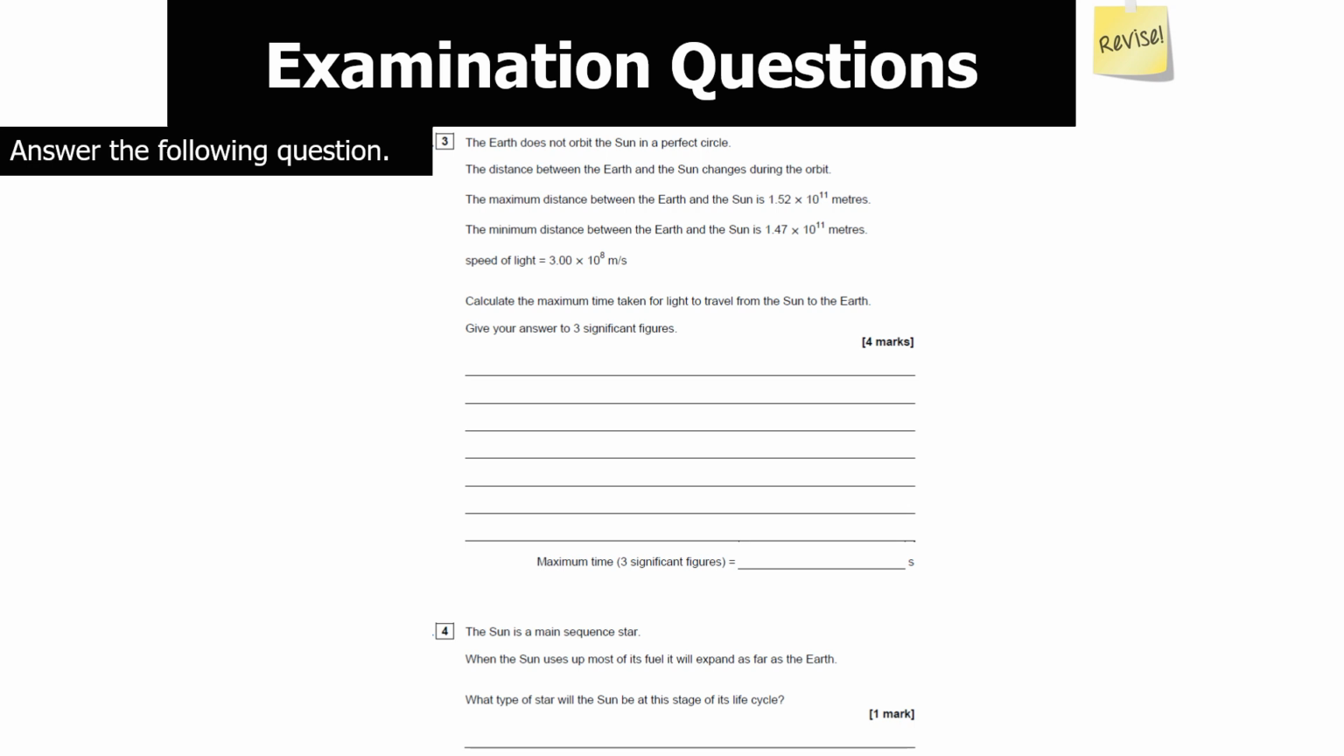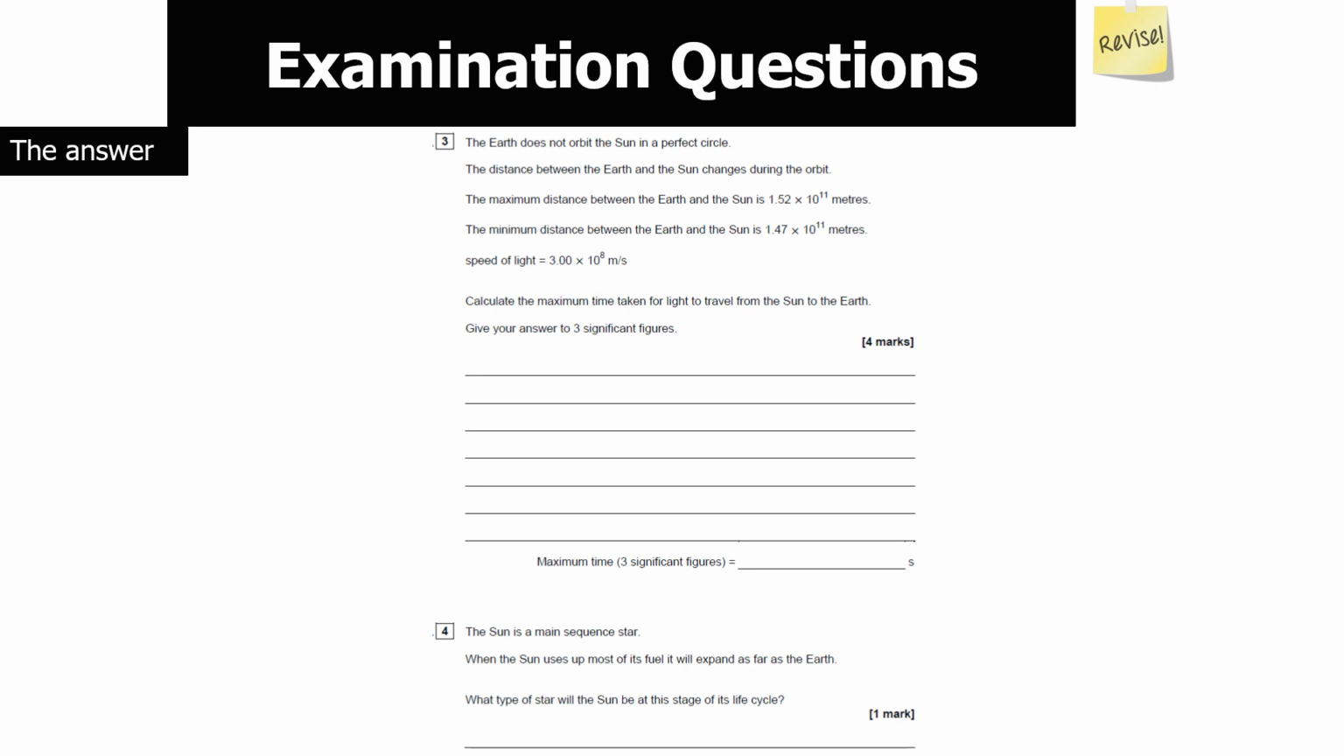And then the Sun is a main sequence star. When the Sun uses up most of its fuel, it will expand as far as the Earth. What type of star will the Sun be at this stage of its life cycle? So pause the video now, then unpause the video when you want to go through your answer.